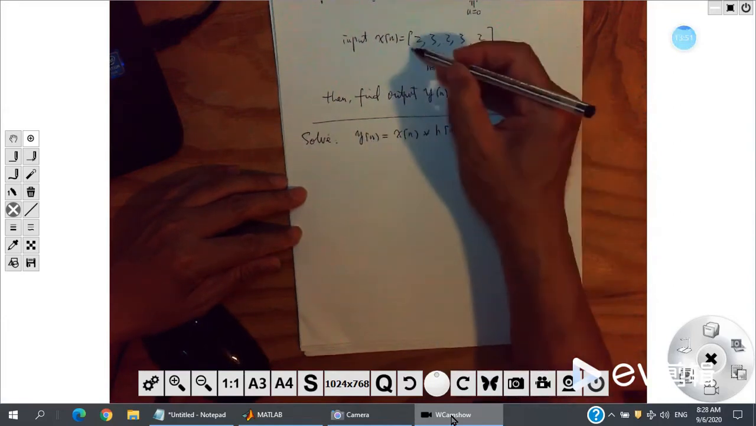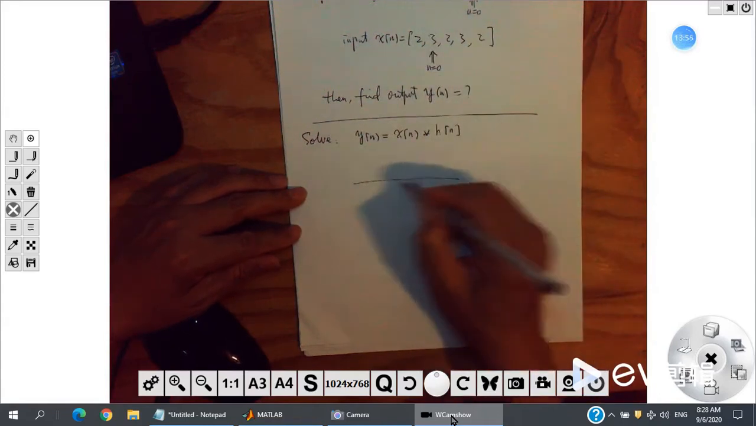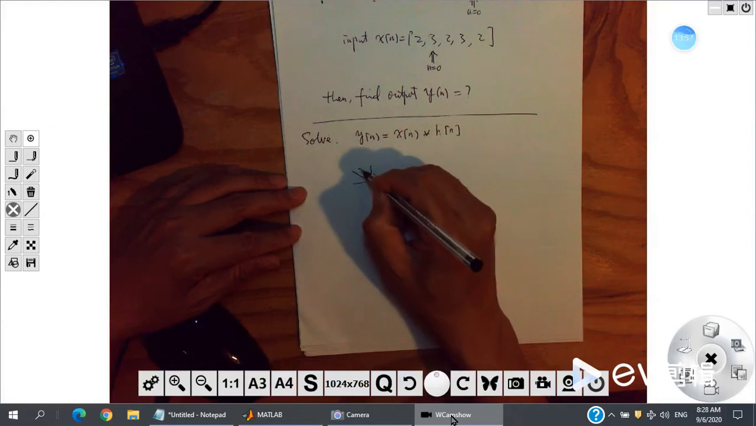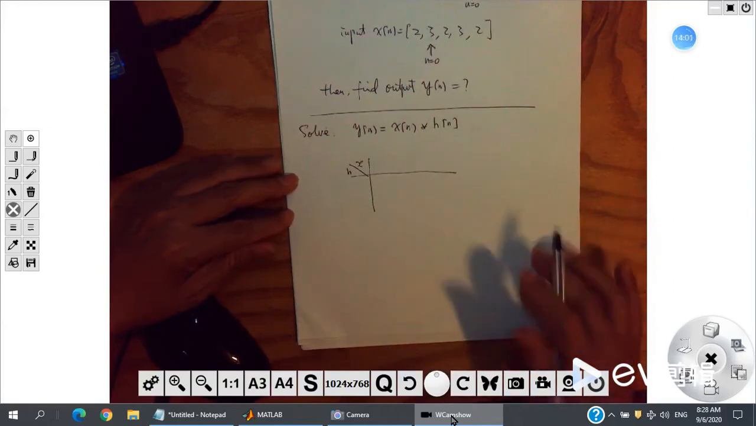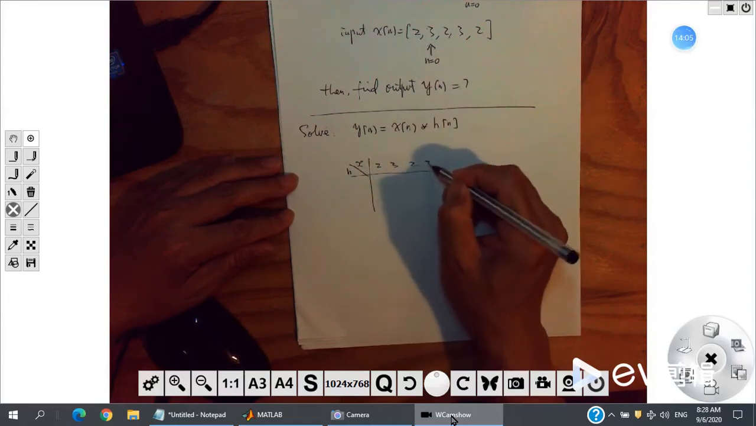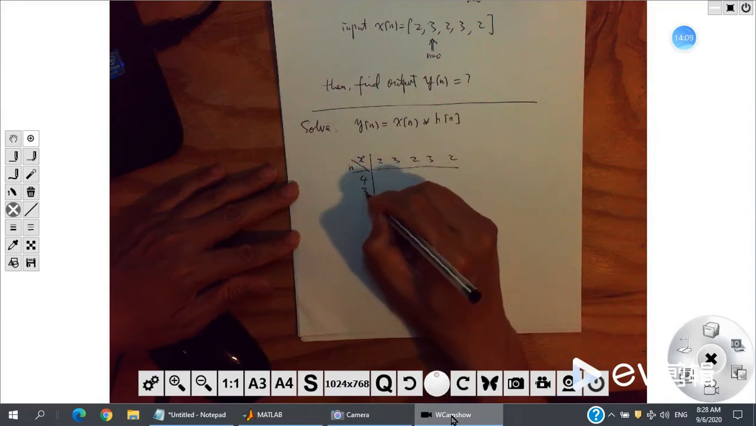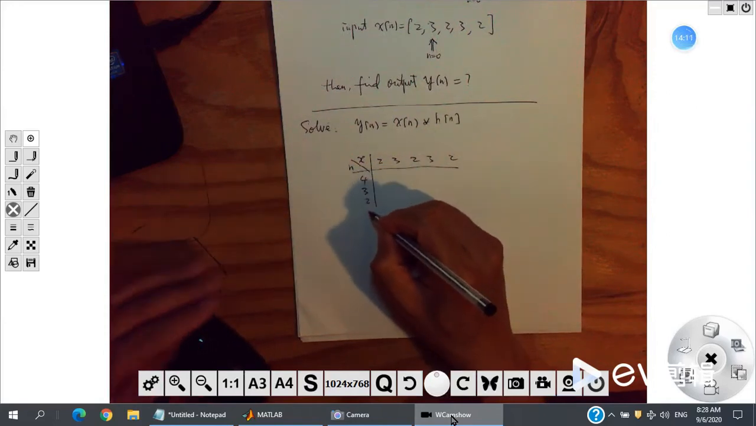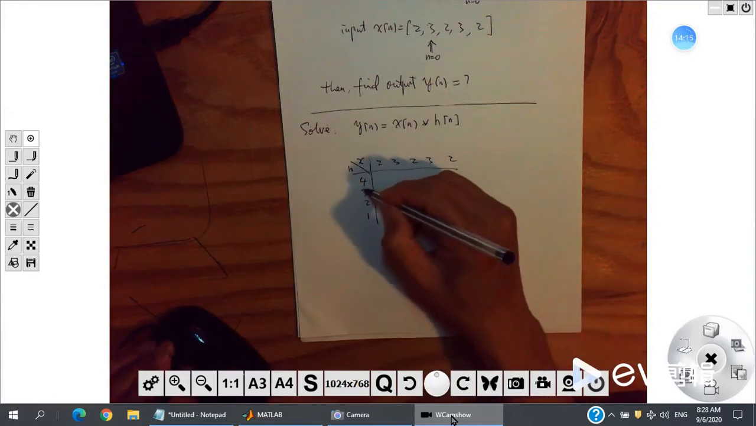Then how to do this convolution? Now we have these two sequences, right? We can work like this. You put the x and h values in a table. For x, we have 2, 3, 2, 3, 2, and for h, we have 4, 3, 2, 1. Then you do the summation.